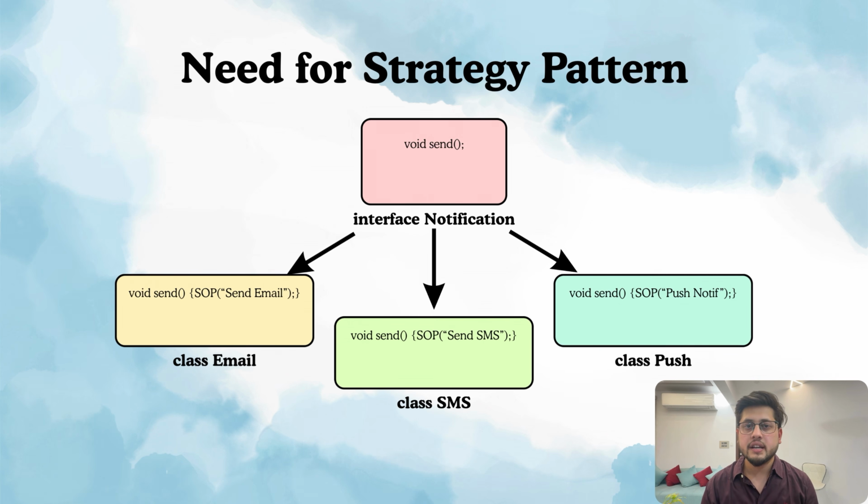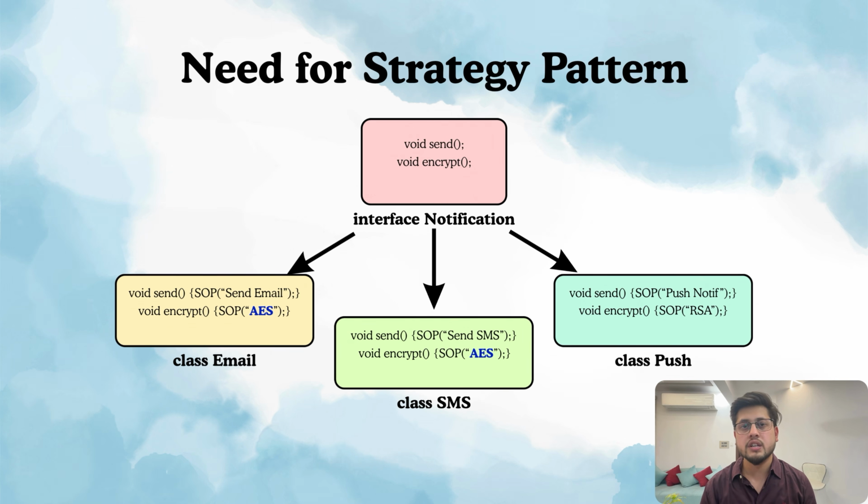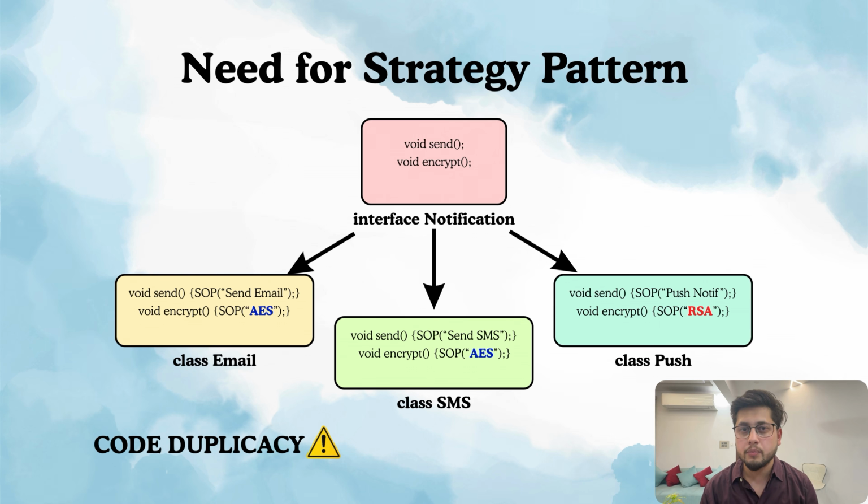But now let's say I decide to add one more method in this interface. Let's call it encrypt. And suppose Email and SMS have the same logic for encryption. They are using AES encryption, but PushNotification has a different logic. It is using RSA encryption. So here you can see that there is duplicacy of code because Email and SMS have exactly the same code for this method encrypt, right? And we should avoid duplicacy.